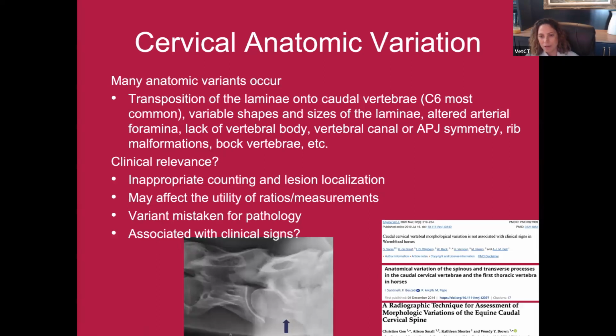Then there's lots of other variations described involving the ribs. They can have block vertebra, lack of a vertebral body, etc. But this is the most common. So what's the clinical relevance? Why am I even talking about this?